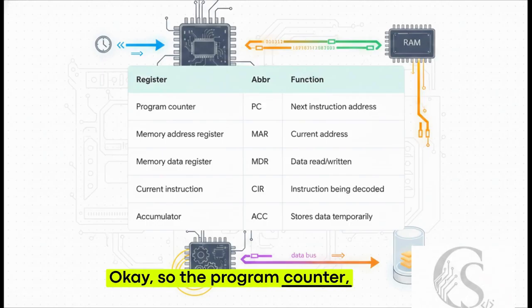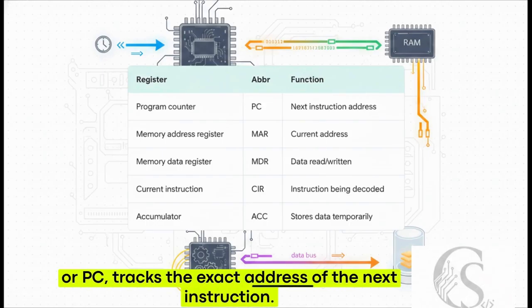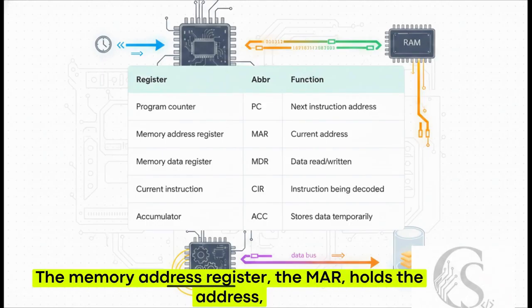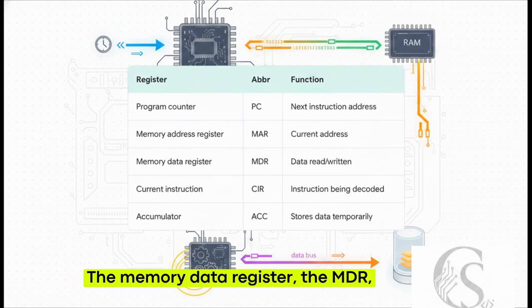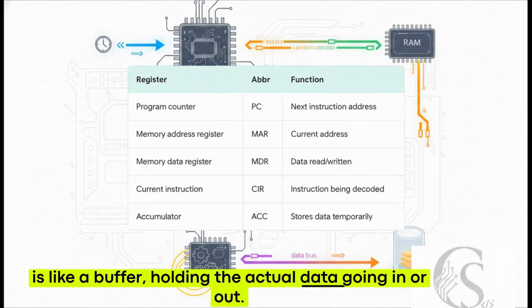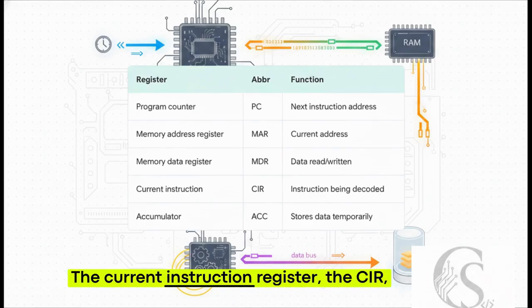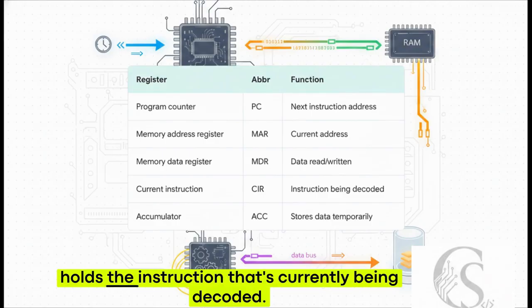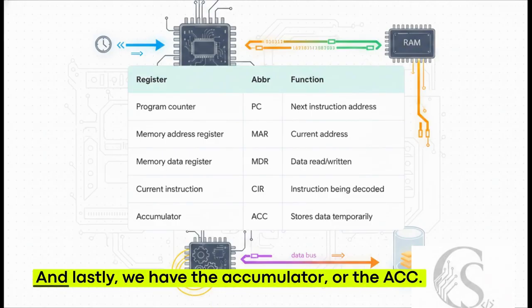Okay, so the program counter, or PC, tracks the exact address of the next instruction. The memory address register, the MAR, holds the address being read from or written to right now. The memory data register, the MDR, is like a buffer, holding the actual data going in or out. The current instruction register, the CIR, holds the instruction that's currently being decoded. And lastly, we have the accumulator, or the ACC.